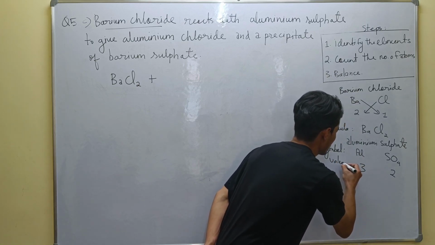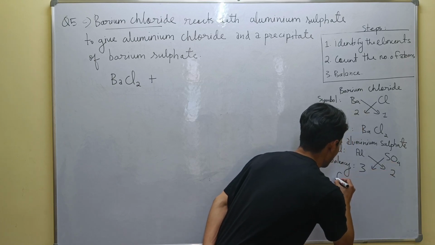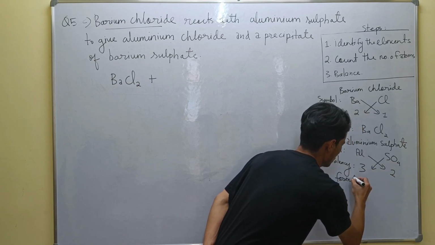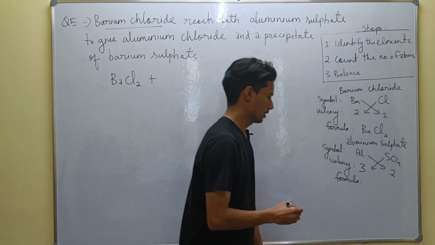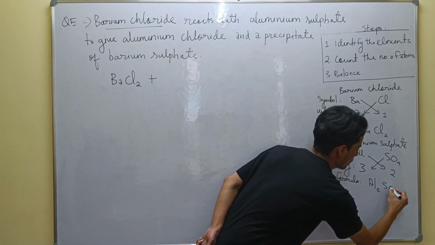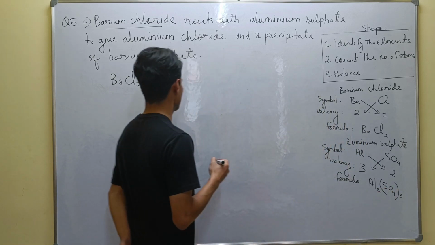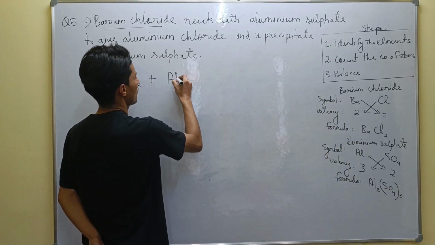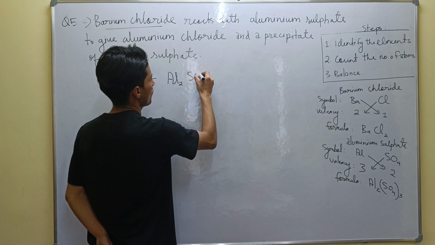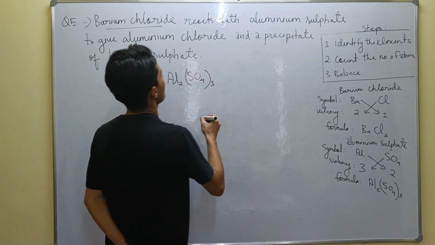Now we wrote the valency. Now you do cross multiplication. So the formula becomes Al2(SO4)3. Okay, so the formula is Al2, SO4 in brackets, 3. All right.